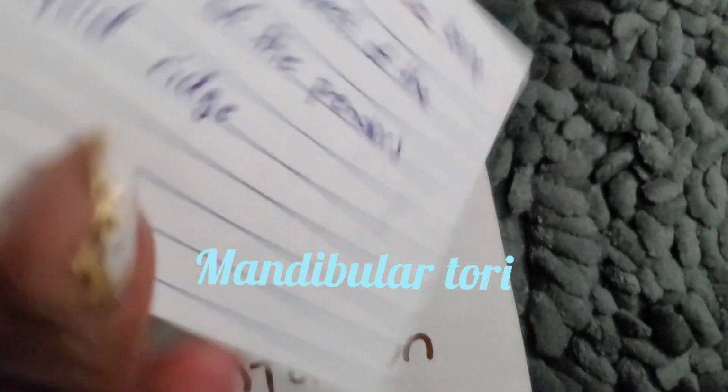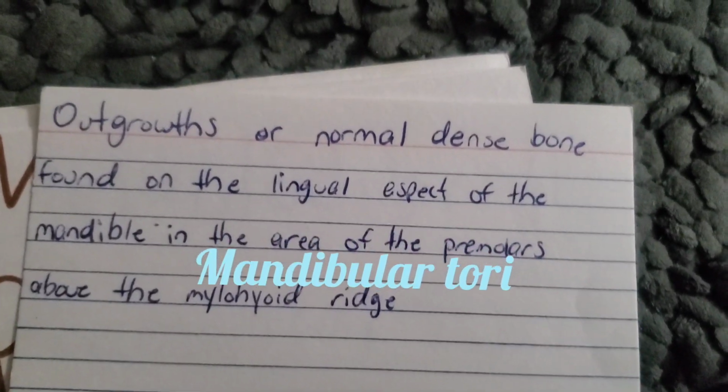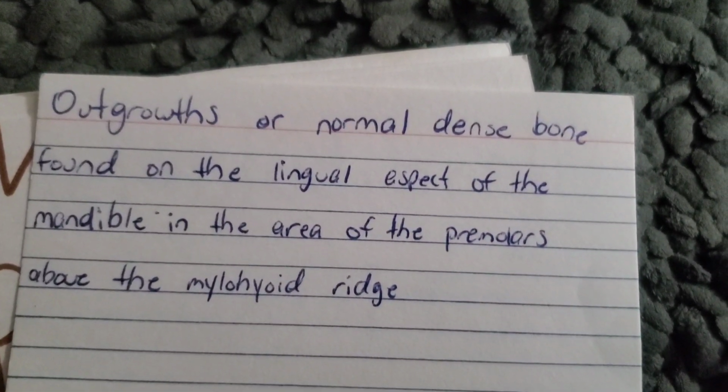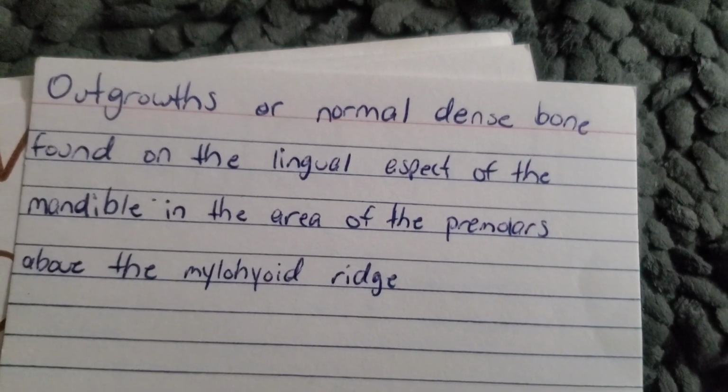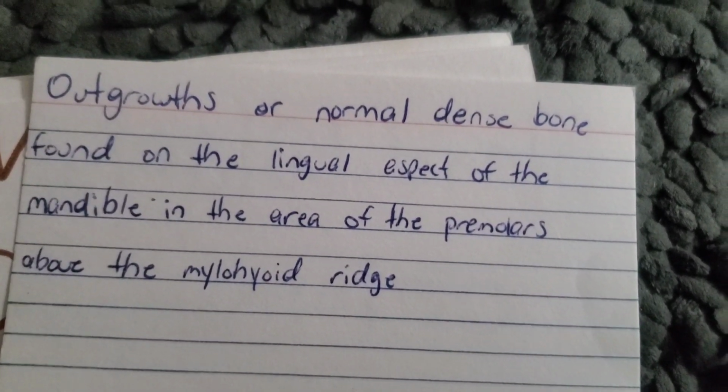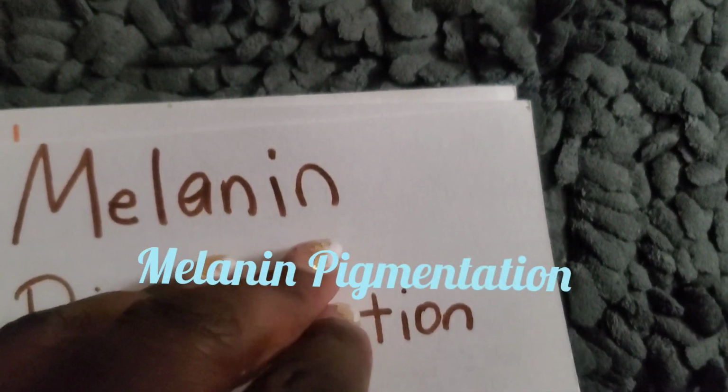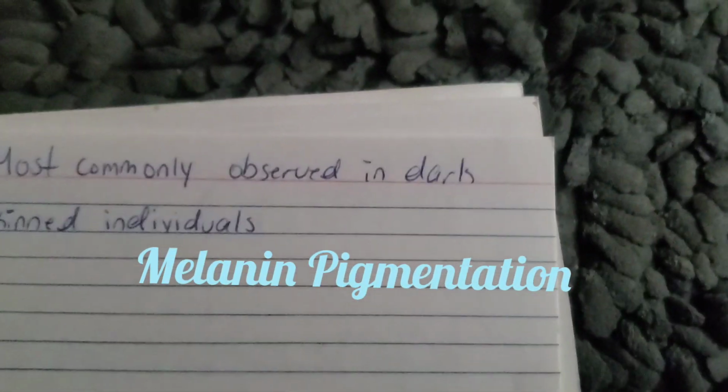Mandibular tori, outgrowths of normal dense bone found on the lingual aspect of the mandible in the area of the premolars above the mylohyoid ridge. Melanin pigmentation, most commonly observed in dark-skinned individuals.